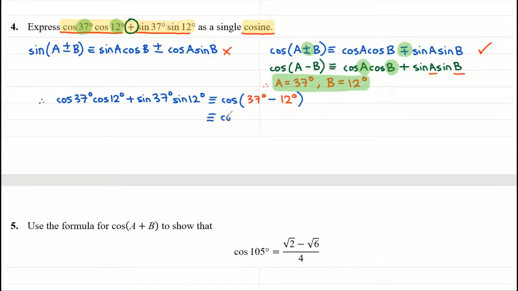Okay, so this is just going to be the cosine of 25 degrees. Now, we don't need to evaluate that, okay? We're asked to write the answer as a single cosine. That's what it says there. And this is what we have here. Okay, so we've finished.